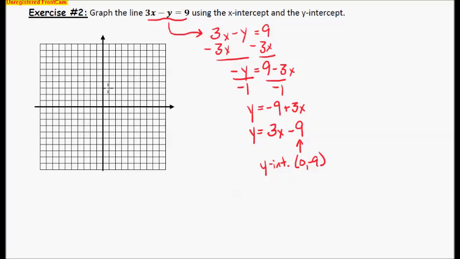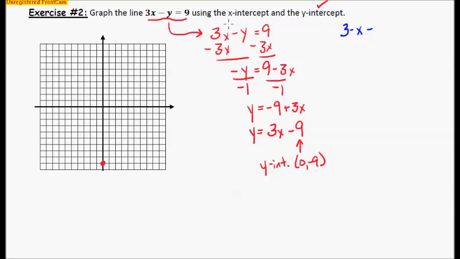So that gives me 1 point that I can graph. So 0, -9 will be right there. Okay, so I've got my y-intercept. I'm going to check that off right there. And I want to find my x-intercept. Now, if you remember from exercise number 1, whenever you are looking for the x-intercept, you want your y value to be equal to 0.